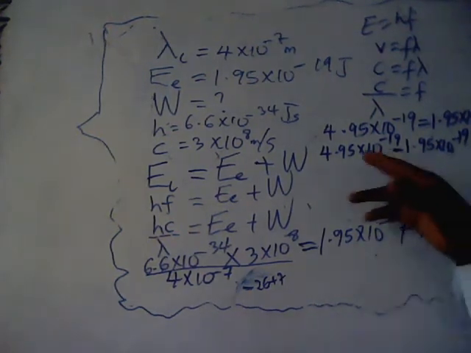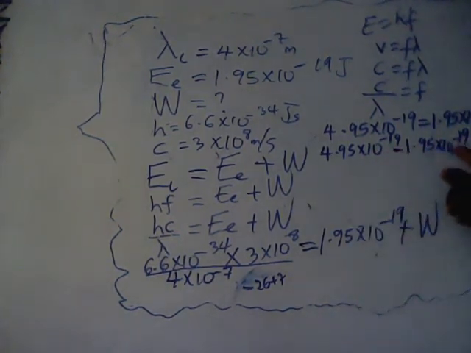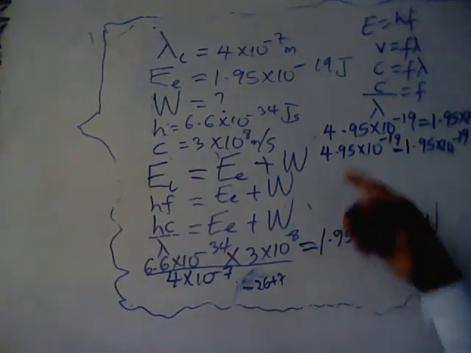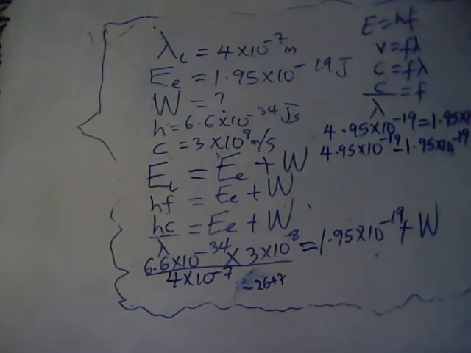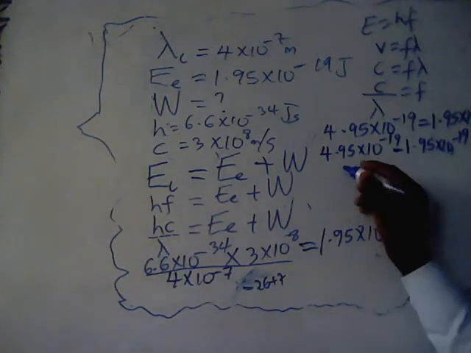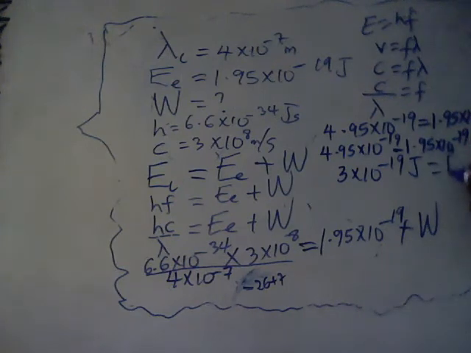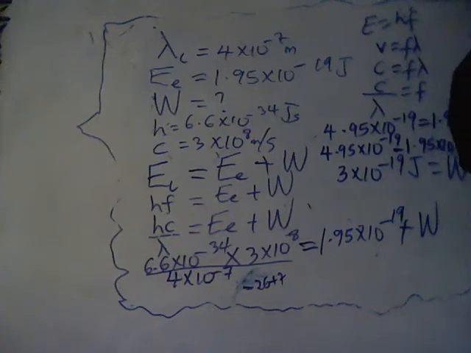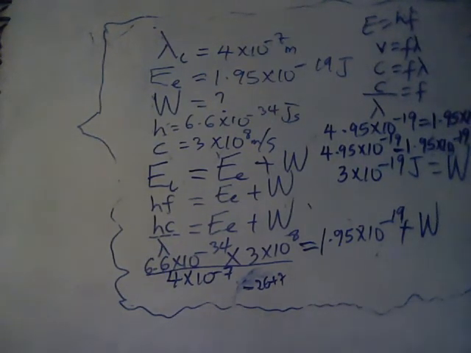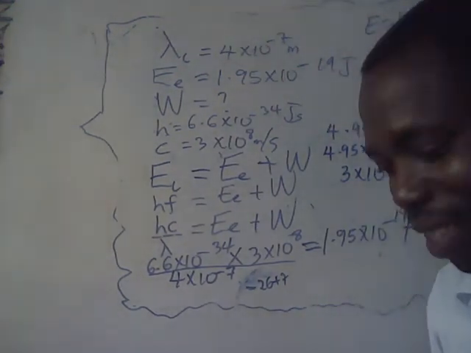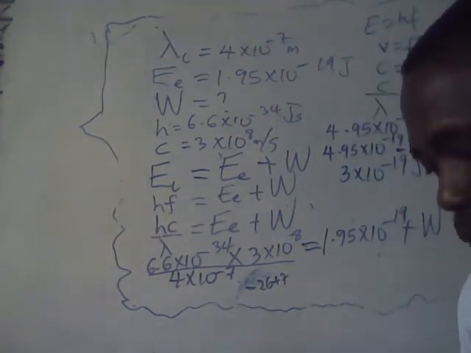So they have the same indices. So just subtract only the figures. 4.95 minus 1.95, and that's giving us 3. That's 3 times 10 raised to the power minus 19 joules. That is our W, the work function. That's the work function. Okay, it's interesting. This is interesting. So let's look at the options.